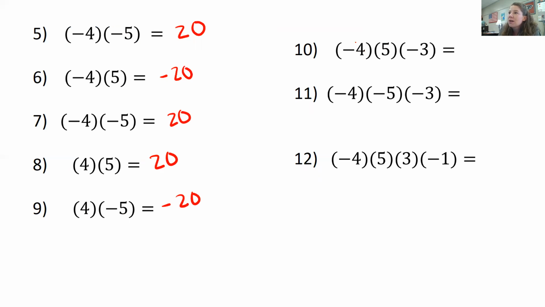All right, now look at number 10. We have 2 negative numbers, so our final answer is positive 60. Here we have 1, 2, 3 negative numbers, which is odd. So this one we have negative 60. And number 12, I threw in another number, it's just a -1. So we have 2 negative numbers. That's an even number. So our final answer is positive 60. All right, because -4 times 5 is -20. 3 times -1 is -3. And then finally, a negative times a negative is a positive. How'd you guys do? I hope you did well.